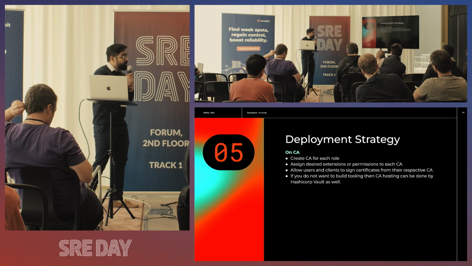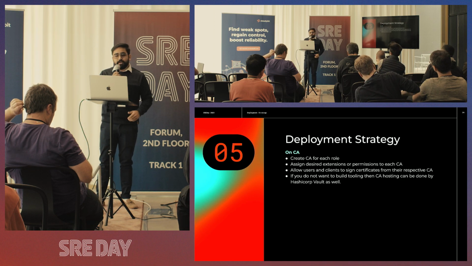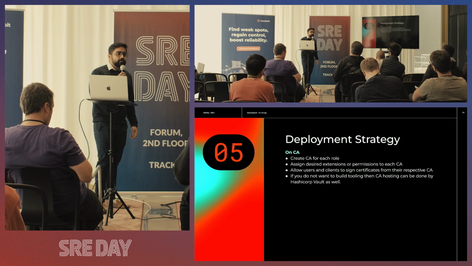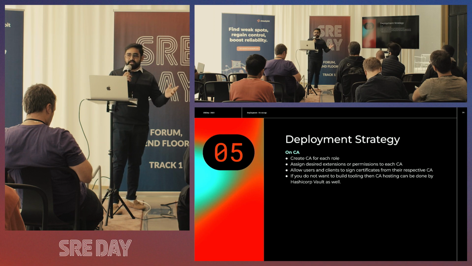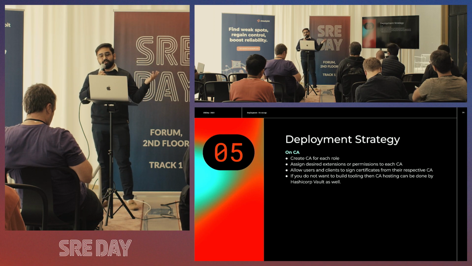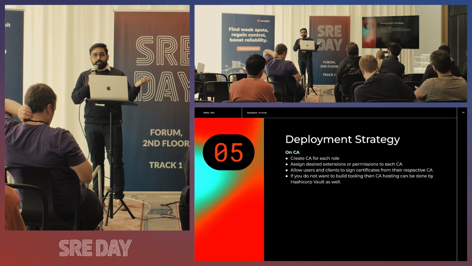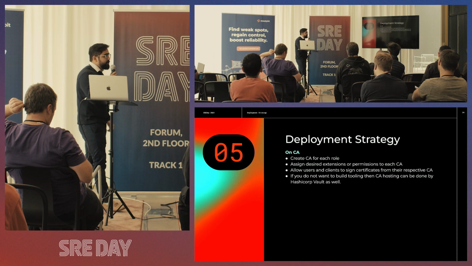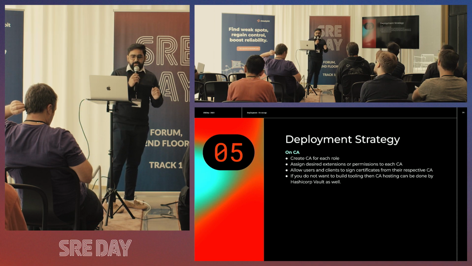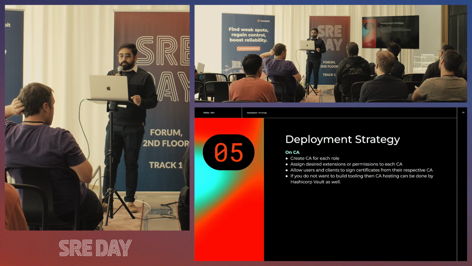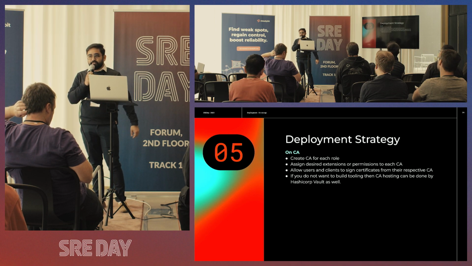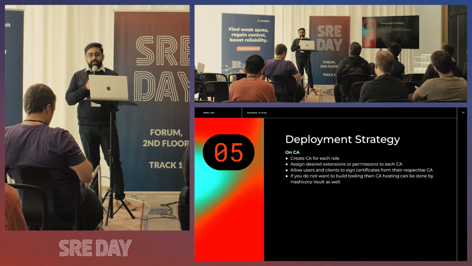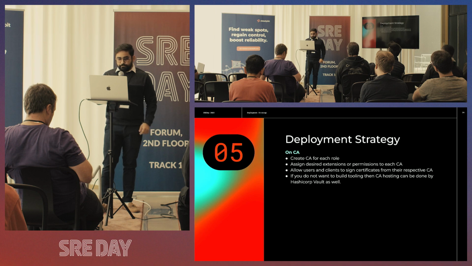To roll it out, we need to create a CA first. For security, we create a certificate authority for each role. For example, for SRE, there is a different certificate authority which grants different kinds of permissions. For developers, there is a different certificate authority. We also allow that CA to add desired extensions or permissions to the certificates, and allow clients and users to get their certificates signed by those CAs, because if I'm not able to get my certificate from that CA, the CA is of no use to me.